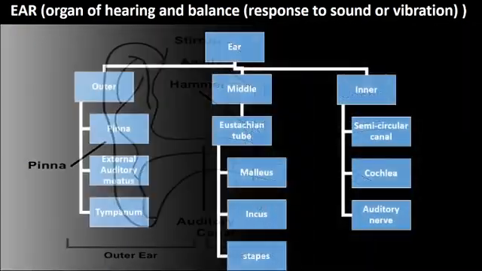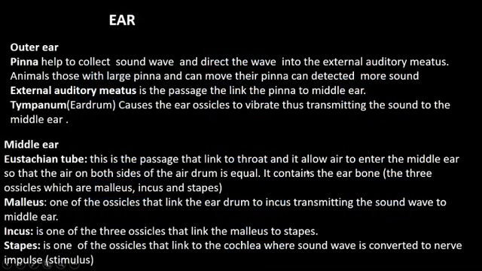Therefore, that is the function of the eustachian tube. It is very, very powerful, but it seems little to some people. It contains the ear bones. That is, the eustachian tube region contains the 3 ossicles, which are the malleus, incus, and stapes.